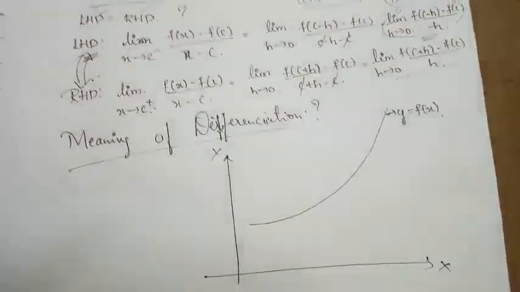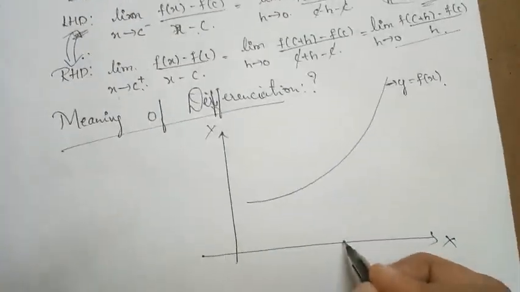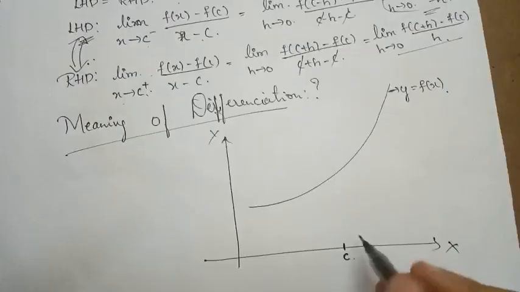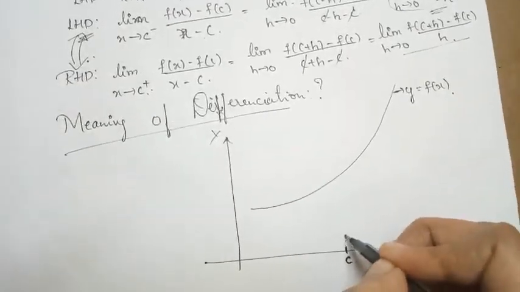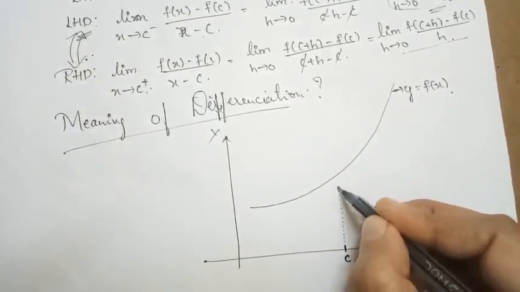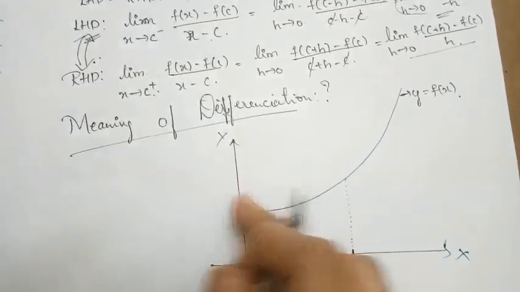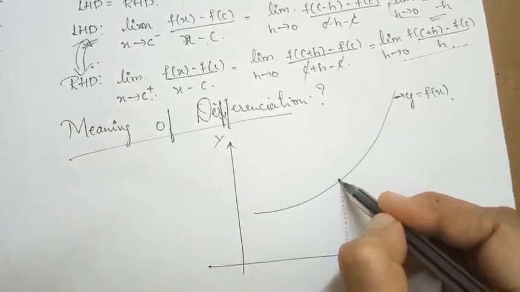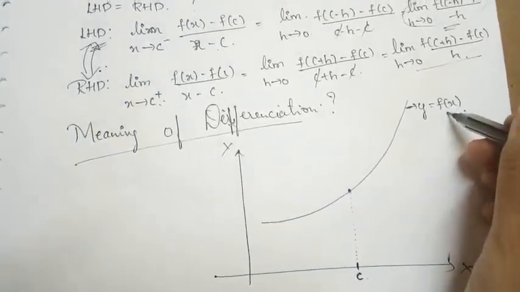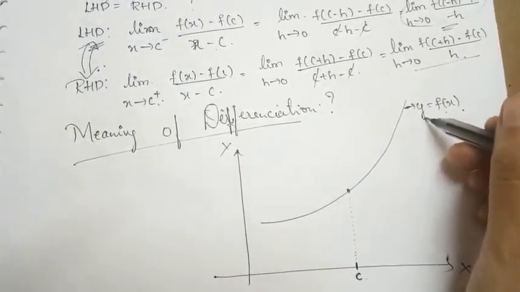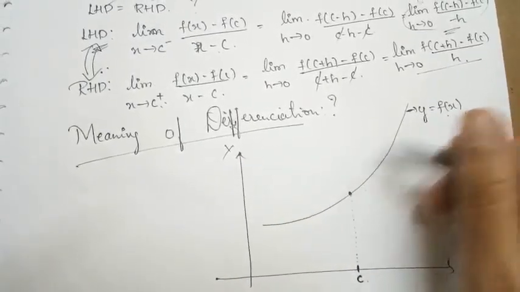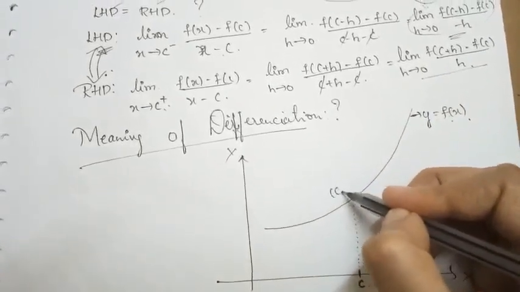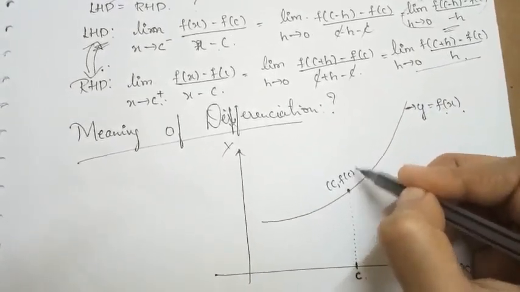Suppose from the x-axis, I consider any arbitrary number, say c. Then what is the coordinate of the corresponding point on the curve? Since c is a point, the y coordinate of this point is nothing but f of c. So what is the coordinate of this point? C comma f of c.